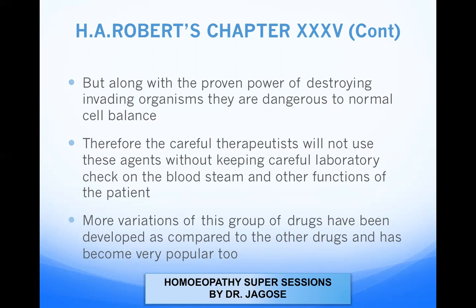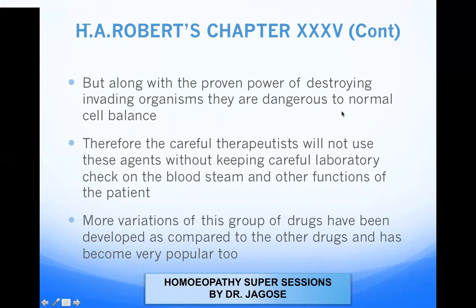Therefore, the careful therapeutists will not use these agents without keeping careful laboratory checks on the bloodstream and other functions of the patient. So whenever a therapist uses this drug, they will definitely monitor the bloodstream and the different functions of the patient. They may monitor the kidney function, the liver function, and so on, to see if they have been affected by this sulfur anilamide drug, because they are dangerous to the normal cell balance.